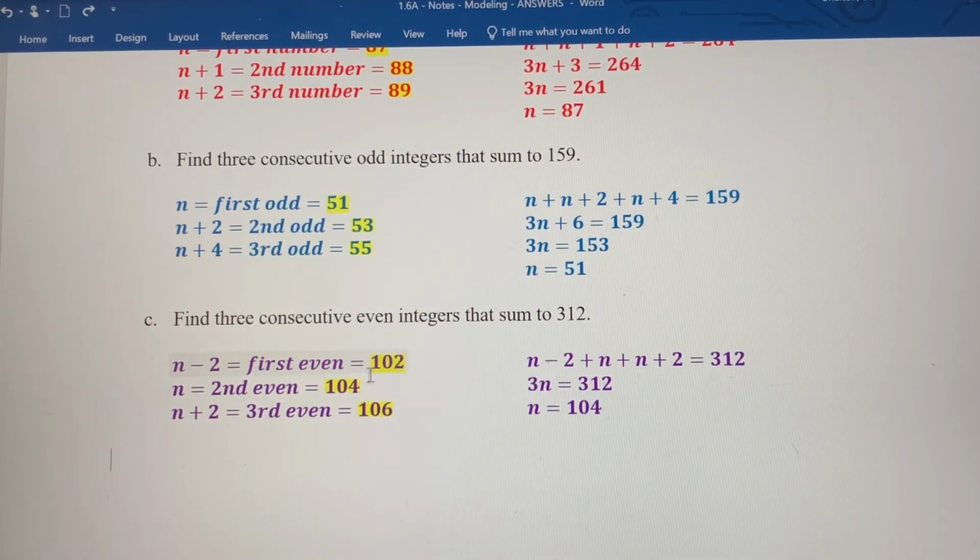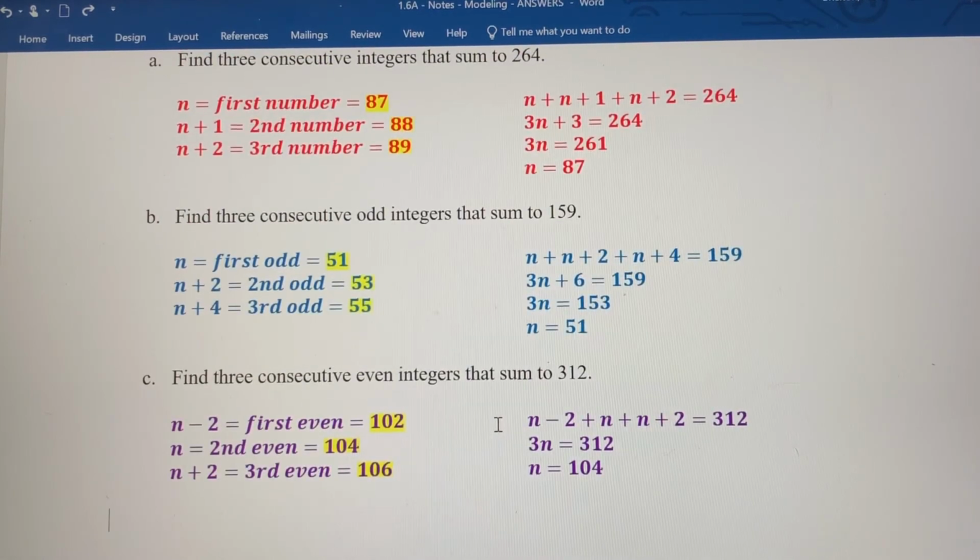And you can see that if you add those 3 together, you get 312. So I just wanted to change pace a little bit here in the third example just to show you that there's multiple ways to set this up. You can do a lot of other things. You can get a little crazy with this if you want to, but it doesn't change how you get the answer once you're done. So that's how you do consecutive integers problems.